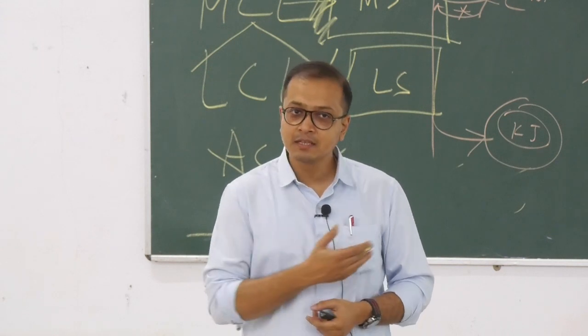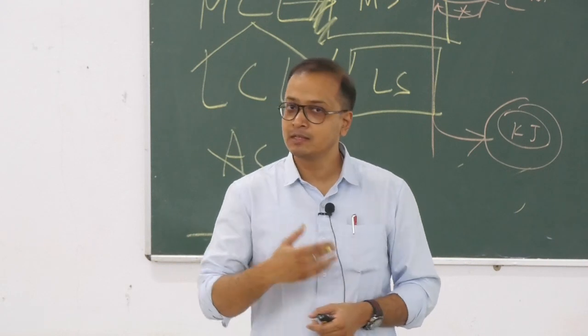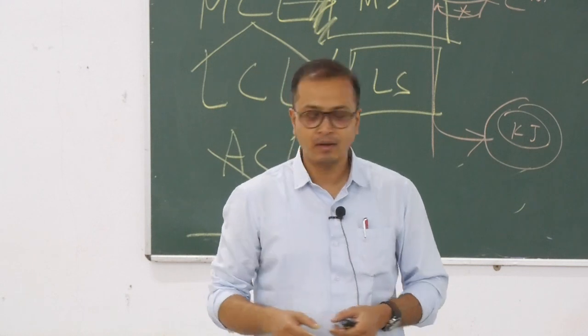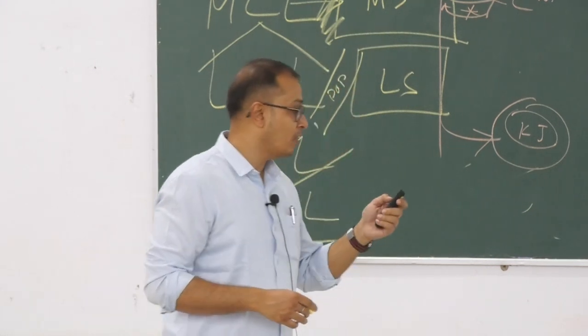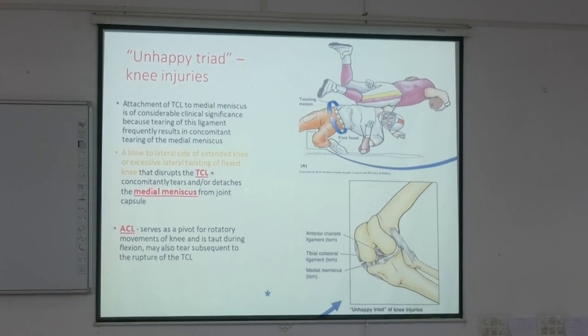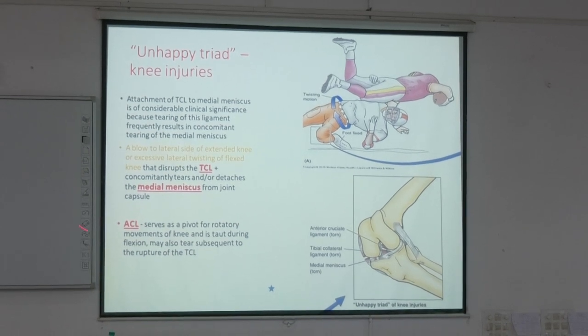And again, this is the commonest variety of knee injury, and this is what you are going to experience in your clinical life. Alright. So, the tear of the tibial collateral ligament, also known as medial collateral ligament, tears along with injuries to the medial meniscus, along with the snapping of the ACL. These three things together we call the unhappy triad of knee joint injury. Alright.